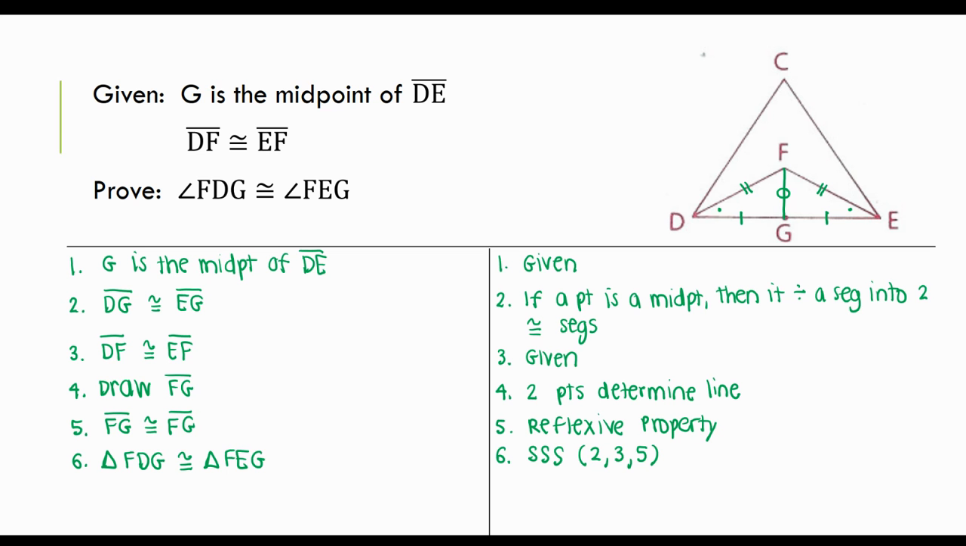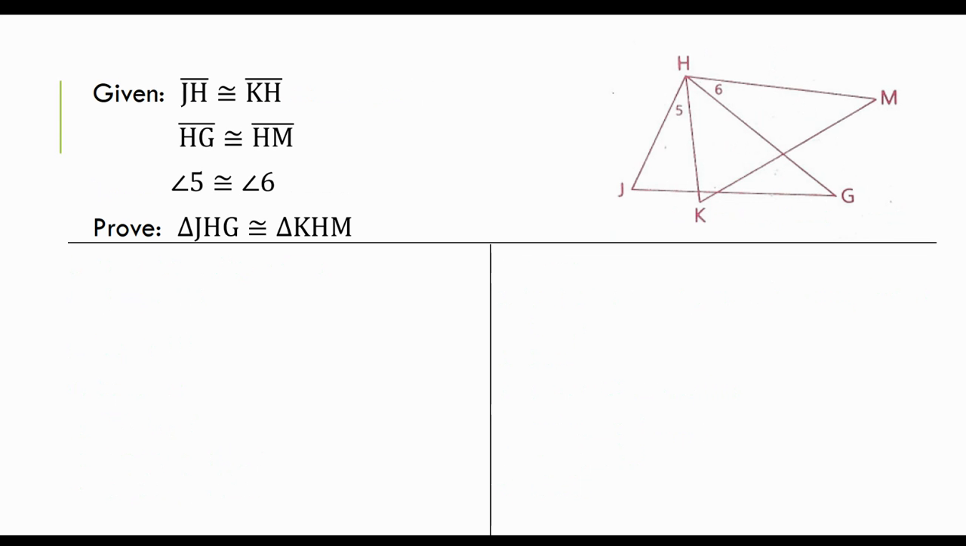And now that I have that, I can go to what I'm trying to conclude. I'm trying to conclude that I have those angles congruent. Well, those angles are inside of the triangles that we just proved congruent. And so any other pieces of those triangles are congruent because of CPCTC. Corresponding parts of congruent triangles are congruent. All right, take a second, sketch this picture, and then we will solve this proof.